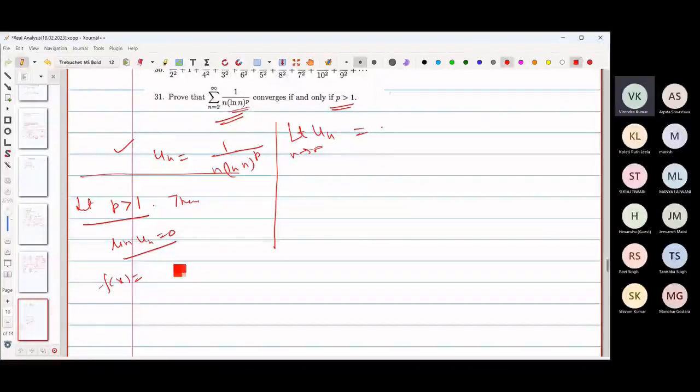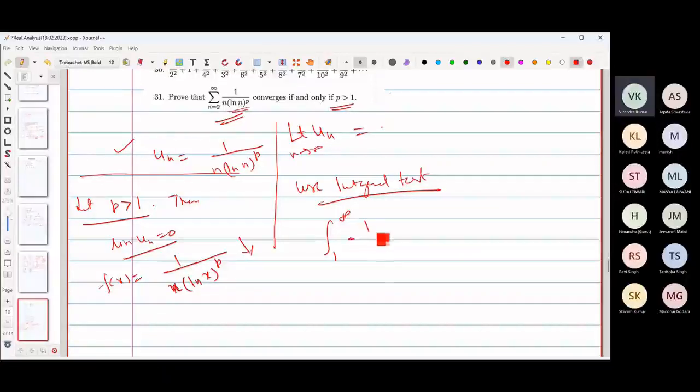This f(x) we will consider as 1 divided by x log x to the power p. And if you want, you can differentiate it. This is decreasing. This is x. This is decreasing. So we can use the integral test. Which test will we use? Integral test. In the integral test, what will we do? Integral from 1 to infinity of 1 upon x log x to the power p dx. And by integrating it, you can see, you can integrate this.